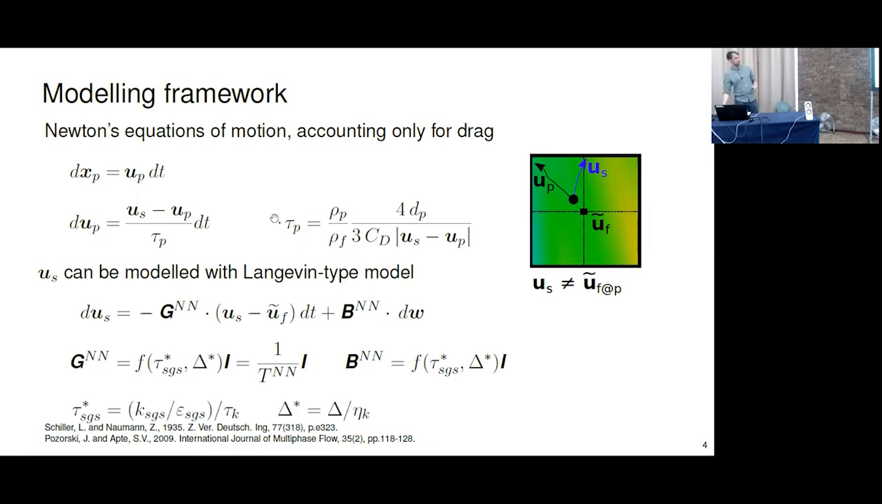And then these are the model inputs, and how we get them. The timescale is just k over epsilon divided by the Kolmogorov timescale. And then the filter width is just divided by the Kolmogorov length scale.